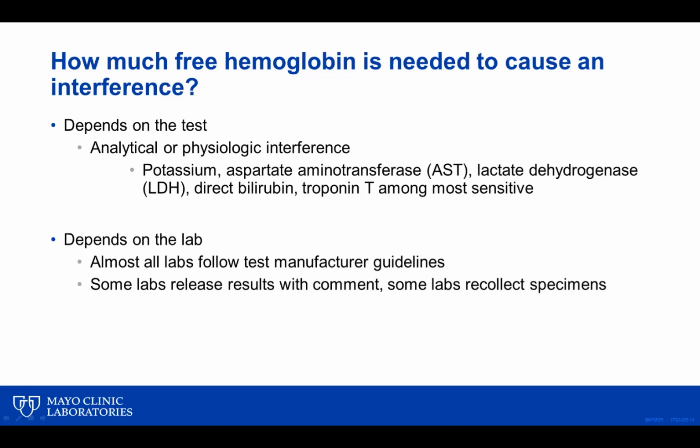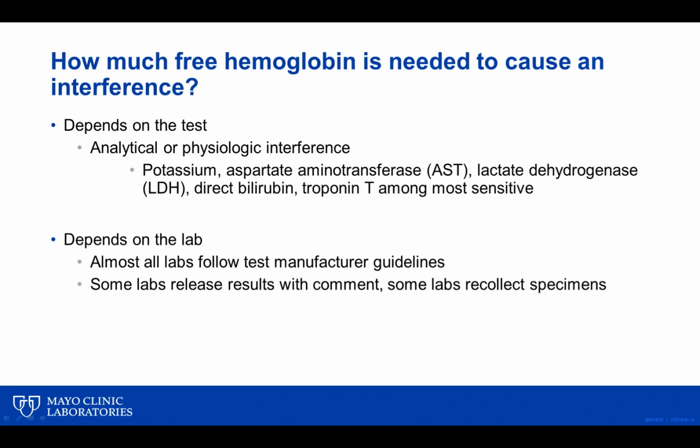And the mechanism of interference can actually be a result of an analytical interference. So this is the inability of the instrument to measure the analyte of interest in the presence of hemolysis. Or it could be a physiologic interference, where the concentration of the analyte within the red blood cell is much higher. And so when you have hemolysis, you're essentially dumping all of that analyte into the serum, and so it would likely represent a false increase in a serum concentration. And this is particularly the case with potassium, AST, and lactate dehydrogenase.